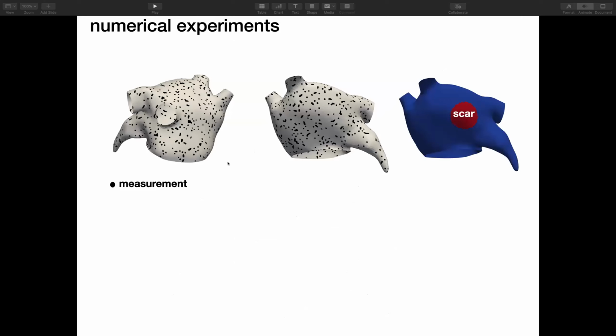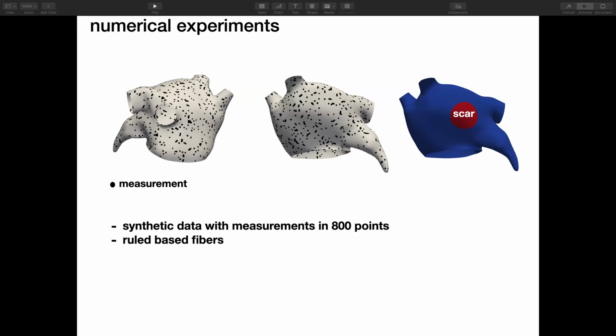So here we have some numerical experiments. This is synthetic data. And here in black, you have the points that we use for training. In this example, we also added a scar where the conduction velocity was reduced by half. These are roughly 800 points. And we use some rule-based fibers for this synthetic example that you will see in a minute. And we train with Adam, which is a very typical neural network optimizer, followed by a step of a second order method, BFGS, to minimize the loss function.